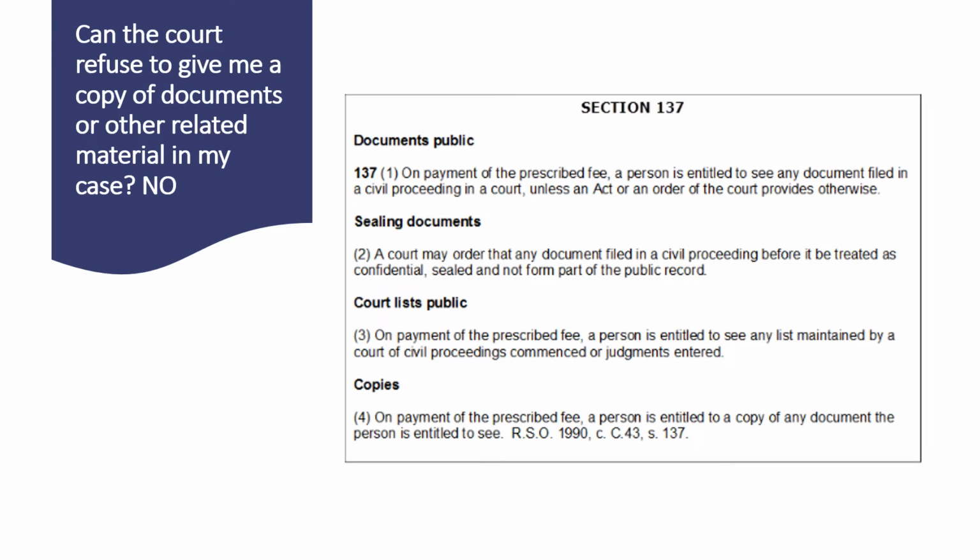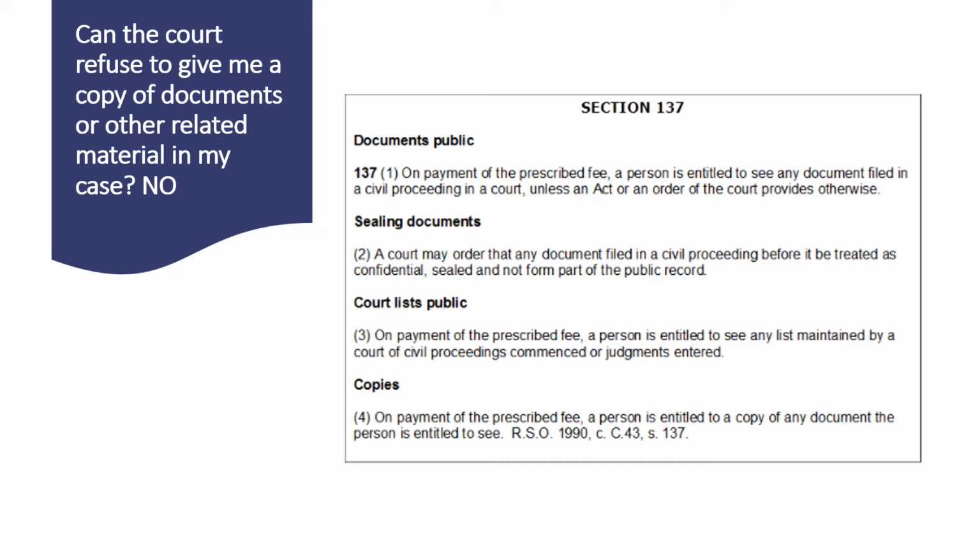I also requested documents from the court which I had filed in the court, and I wanted those documents back to prove that they had actually been stamped by the court and accepted, and the court told me I would require a court order to get this paperwork. This is in the Superior Court. This is incorrect, because the court is supposed to be public, and under Section 137, documents public, on payment of a prescribed fee, a person is entitled to see any document filed within a civil proceeding in court.